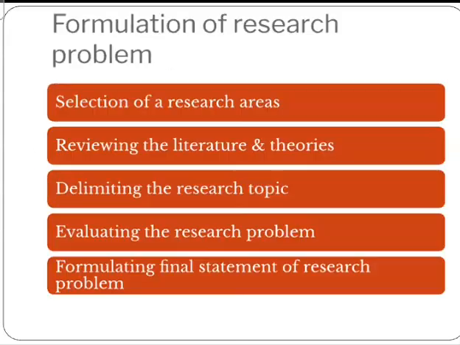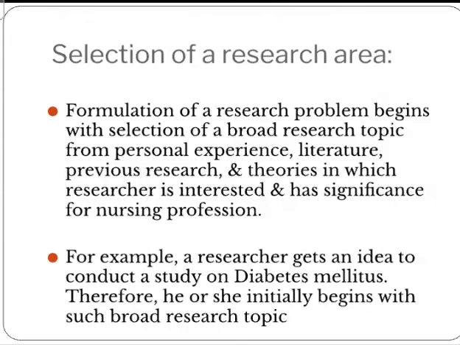So the next thing is how to formulate a research problem. Where you are planning to write a research problem, how will you formulate it? There are a few steps in formulating a research problem. The first one is selection of the area. Usually you should first select what area you are going to do research in. For example, what department, if you have not yet decided: maybe community topics, or pediatric or psychiatric, and in that, what disease you are planning to select.